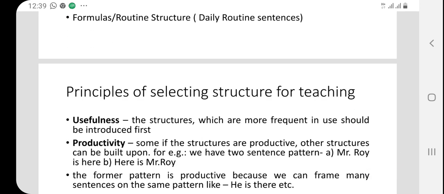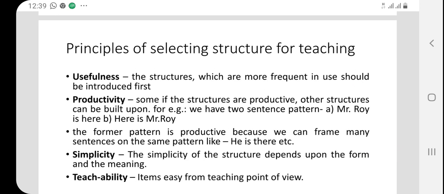Then we have the principles of selecting structure for teaching. If you are a teacher teaching in a class and you have to teach the structure of the sentence, how would you start teaching? First, keep in mind that if you put yourself in the place of a grammar teacher who wants to teach the structure of sentences in class, what kind of sentences will you teach at the initial level, at the beginning?